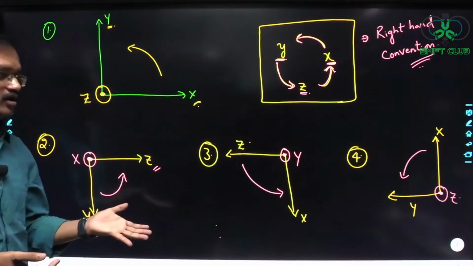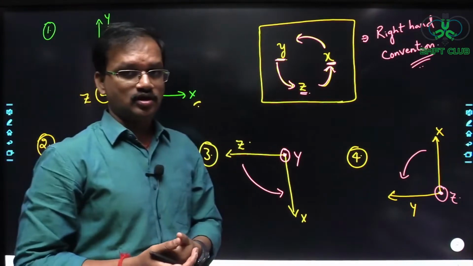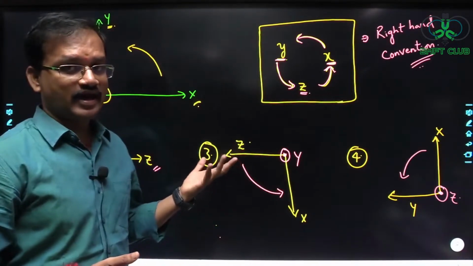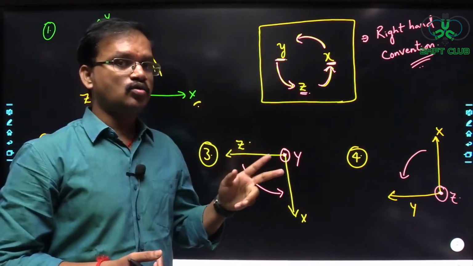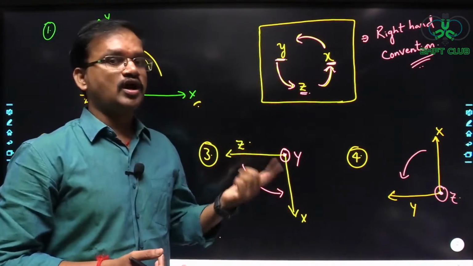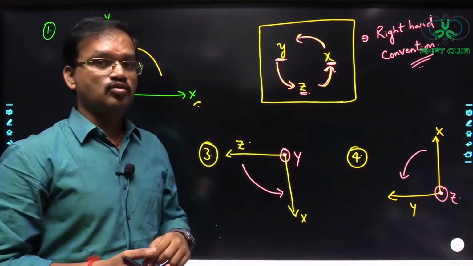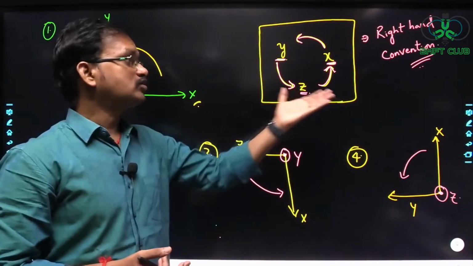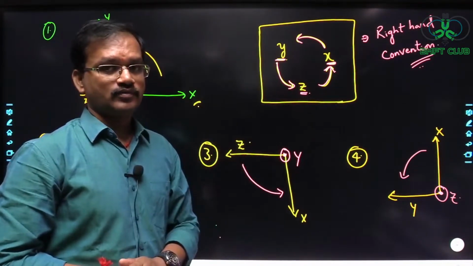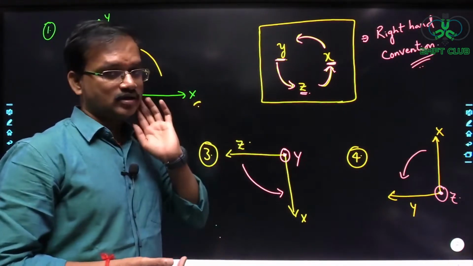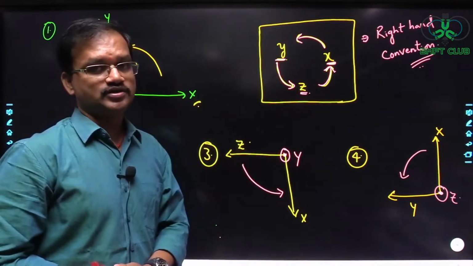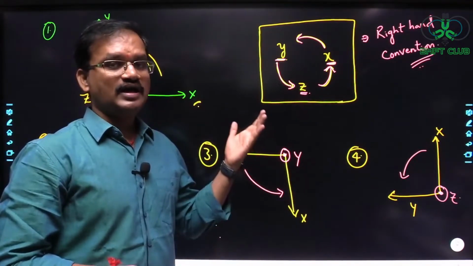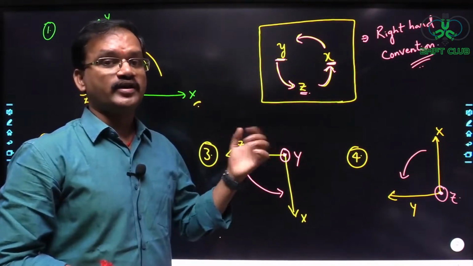So in this manner you have to draw the coordinate axis. Whenever you are drawing the coordinate axis, you can take two coordinate axes as you wish. But in order to determine the third positive coordinate direction, you have to follow this right hand rule. You should not take the coordinate axis as you wish. You have to follow this right hand convention. So that's why it is called a right-handed orthogonal coordinate system.